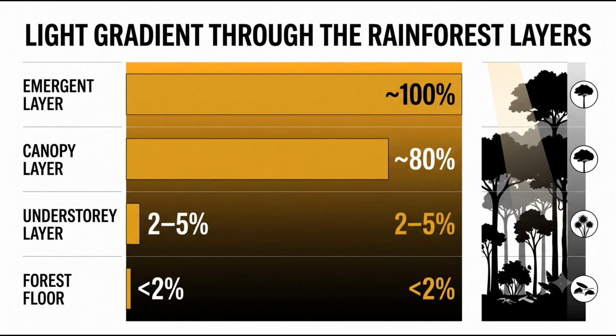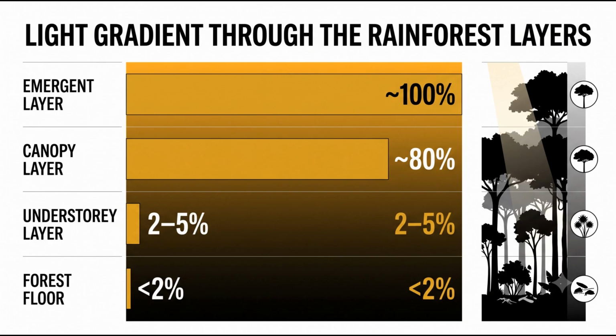Let us look at the light gradient across all 4 layers. At the emergent layer, approximately 100% of incoming sunlight. At the canopy, approximately 80%. At the understory, 2 to 5%. At the forest floor, less than 2%. From full sunlight to near total darkness, in 70 meters.